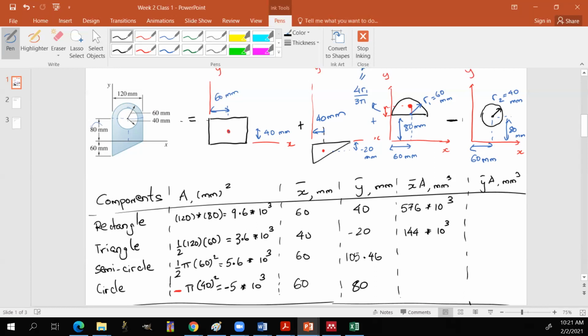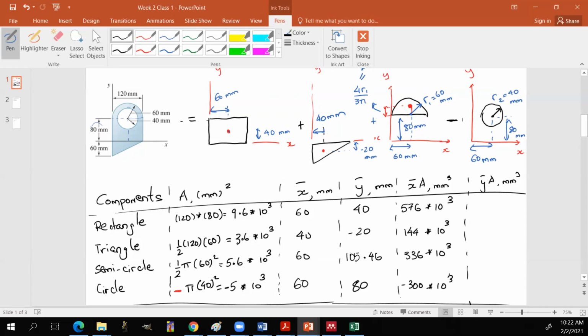All right. This one now. 60 times 5.6 times 10 to the 3. 336 times 10 to the third. And the last one. What's the last one? 60 times that. Quick math, 300. Minus 300. Don't forget the minus sign. Times 10 to the third.